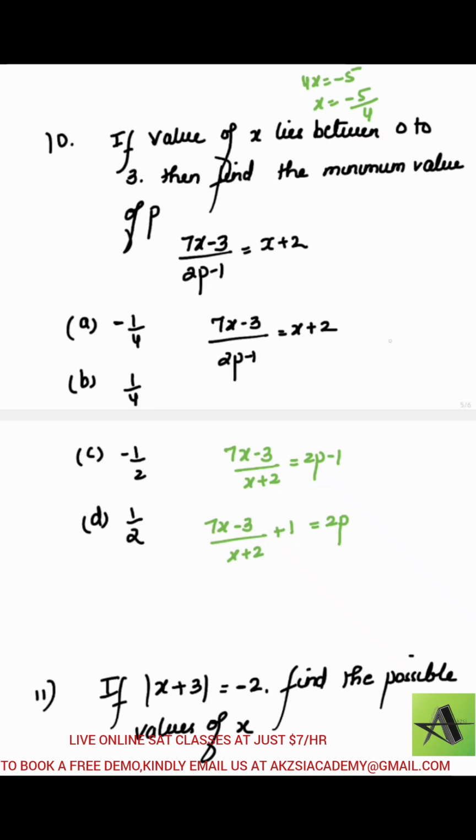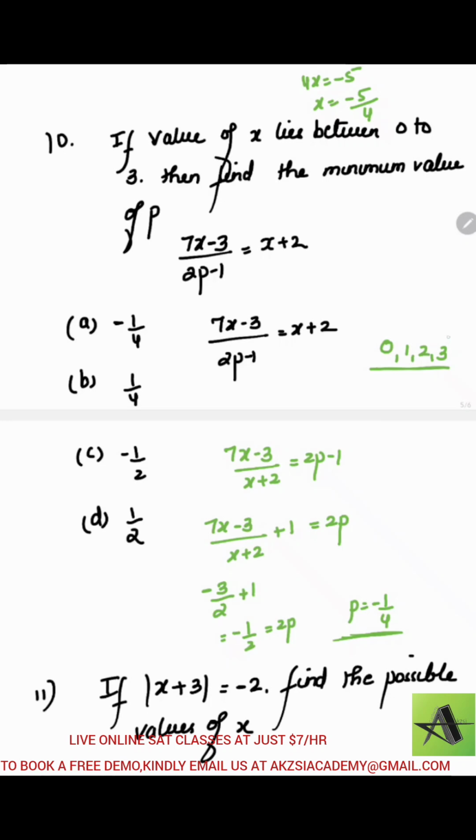I'm just putting 0, 1, 2, 3, because these are the values of x. We are not taking decimal or fraction values here, it's just the integers. So on putting 0, it will be minus 3 over 2 plus 1, which is negative half, equals 2p. And p is equal to negative 1 over 4.